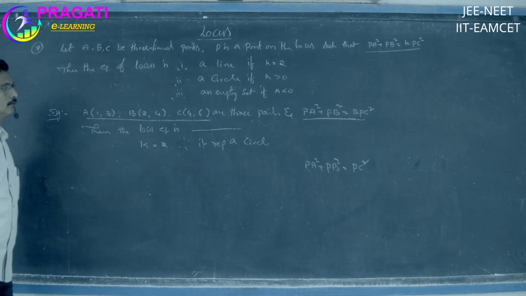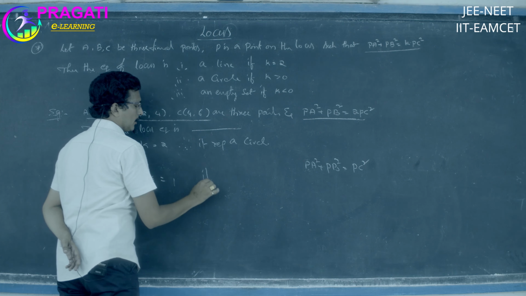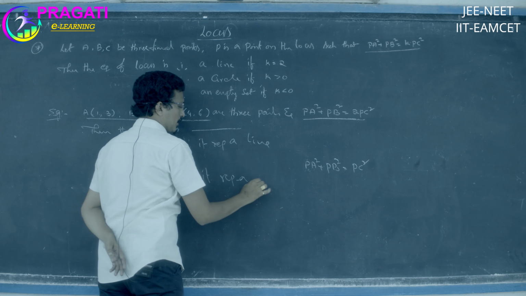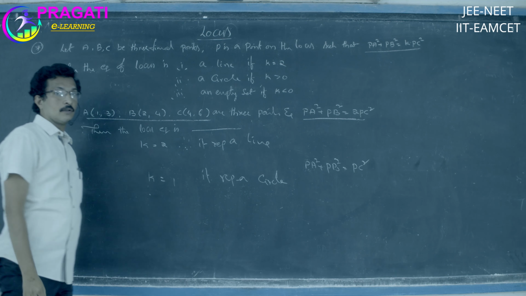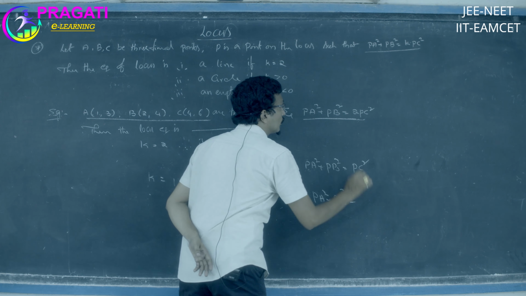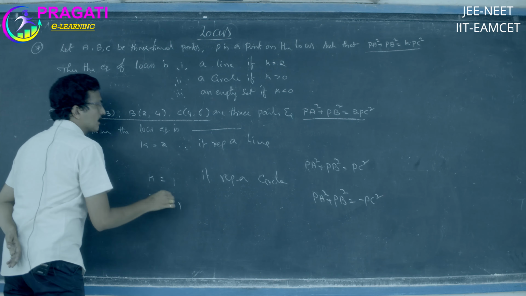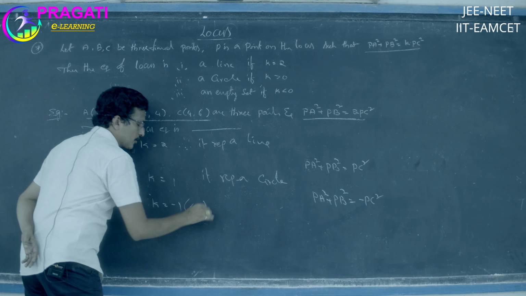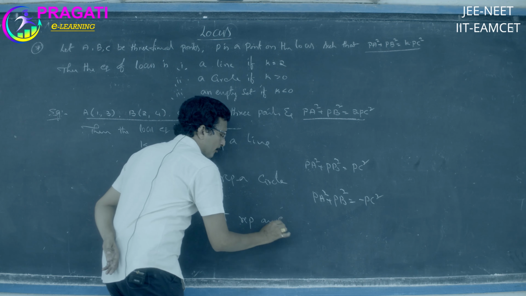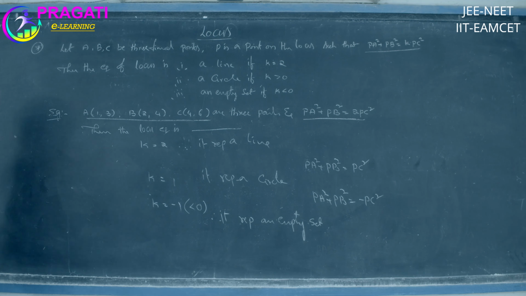Sometimes PA square plus PB square is equal to PC square. Here K is equal to 1. That means it is positive. Then it represents a circle. Suppose PA square plus PB square is equal to minus PC square. Here K is equal to minus 1. Minus 1 means negative, that is less than 0. Therefore, it represents an empty set.